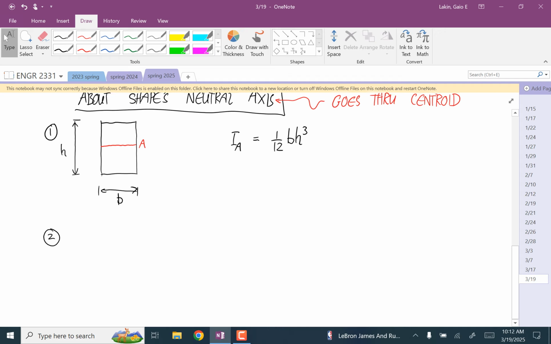The next one is for a circular cross section. We're going to say that this has a radius r, and the neutral axis goes through the centroid. The area moment of inertia for this cross section is pi r to the 4th over 4.